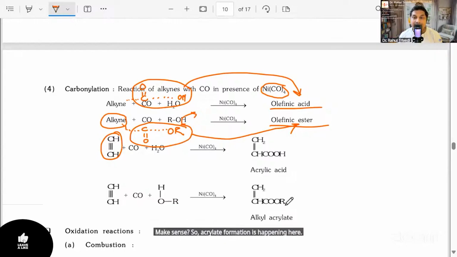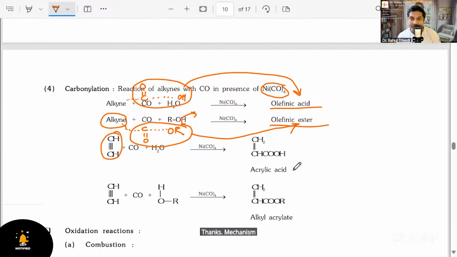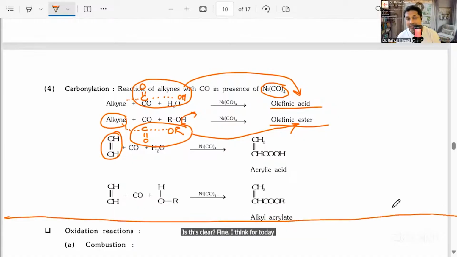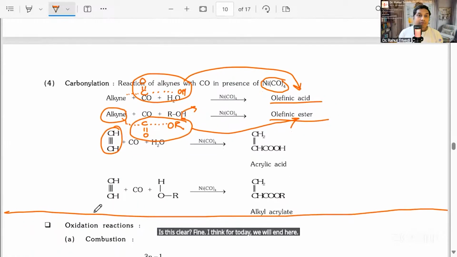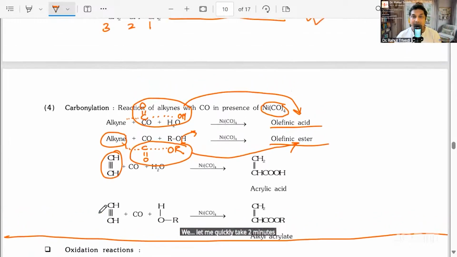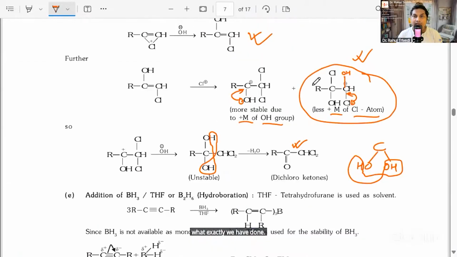Is this clear? CWR in place of CWH. Nice. Mechanism exactly same. But short form you have to understand. Is this clear? Fine. I think for today we will end here. Let me quickly take 2 minutes and summarize what exactly we have done. I will make it a 2-page view so that it's easy for you.